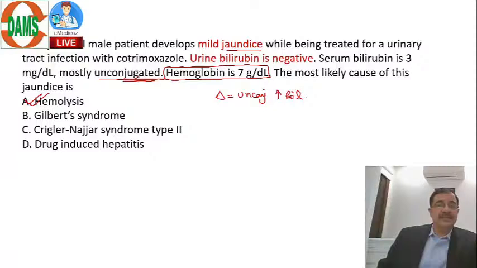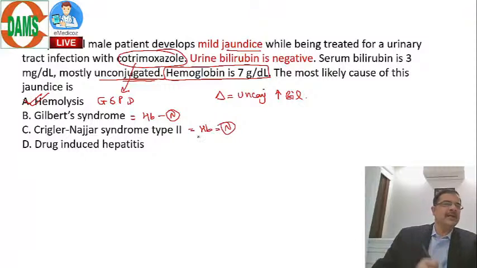But why hemolysis in this case? Just look at the clue. Patient was treated with cotrimoxazole, a sulfonamide. So it could be G6PD deficiency. This could be the trigger, cotrimoxazole, that has caused the hemolysis here. While Gilbert syndrome is mainly asymptomatic, hemoglobin is normal. There is no problem of hemoglobin in Gilbert syndrome. Crigler-Najjar syndrome type 2 could be a possibility, but hemoglobin levels are normal in Crigler-Najjar. There is no abnormality of low hemoglobin here.